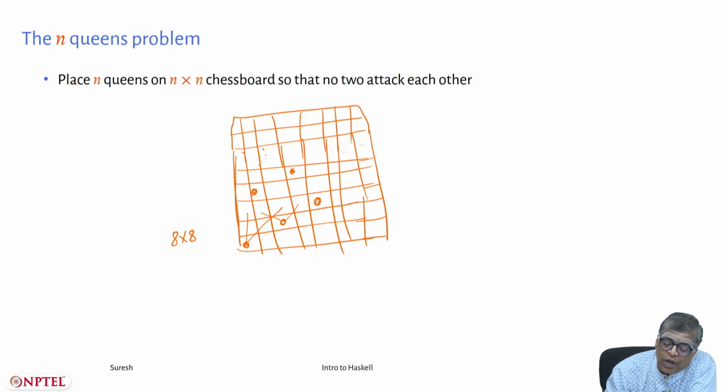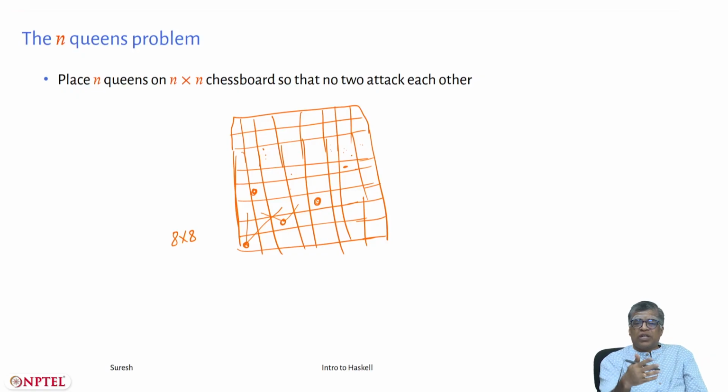So at this point, you will realize that placing this queen here was a mistake. So maybe I should place it elsewhere, and you will try to place it somewhere here, and then see if you can extend this. So this is the point. You try to place your queen somewhere, and if you cannot place it, then you will erase that and go back and place it elsewhere.